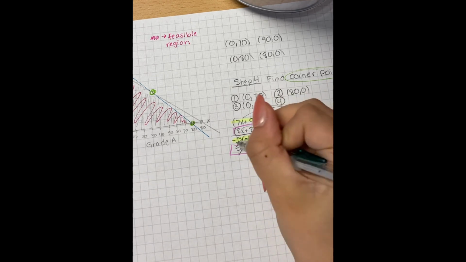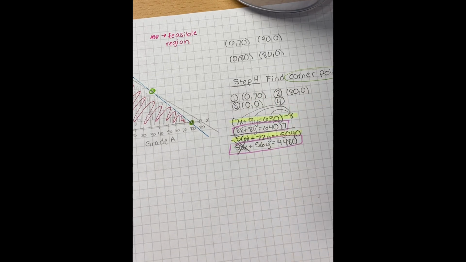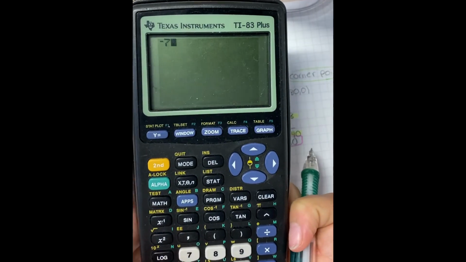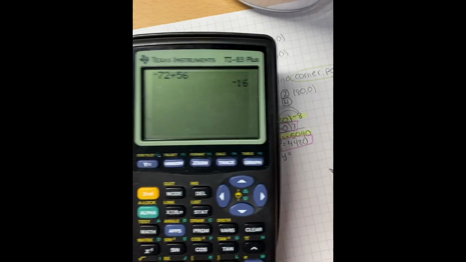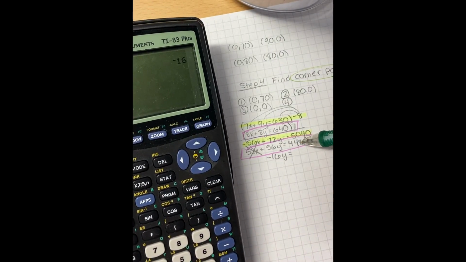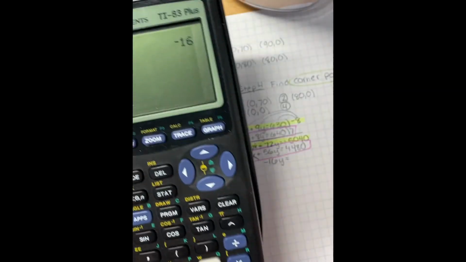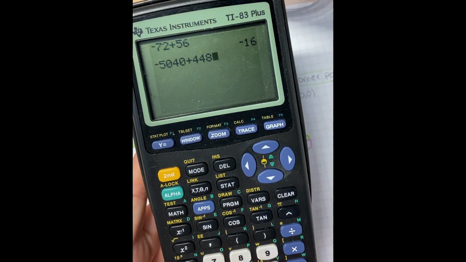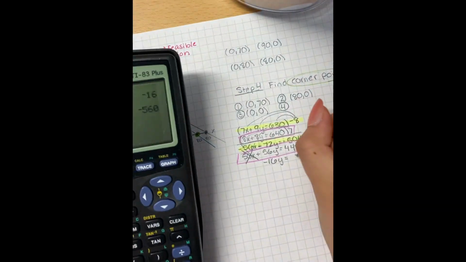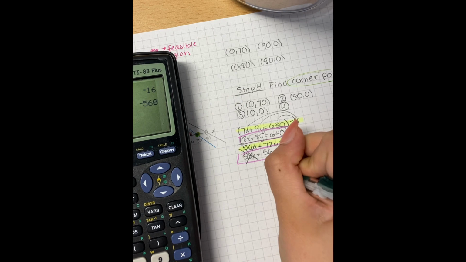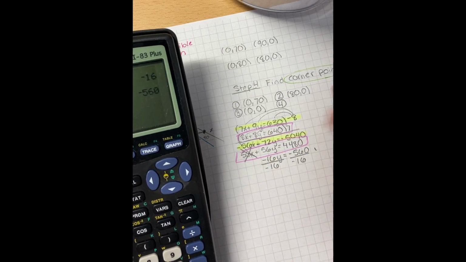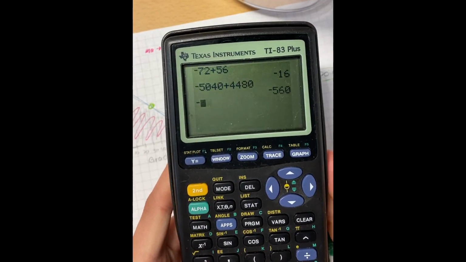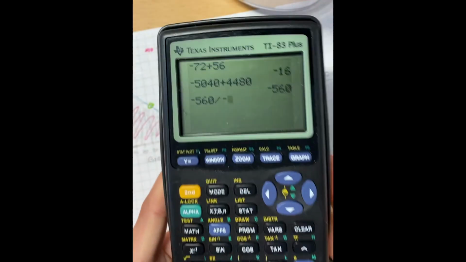Now I can add these two together. Negative 56x plus 56x cancels out, and then I have negative 72y plus 56y, which equals negative 16y. And then I take the negative 5,040 plus the 4,480, and I get negative 560. To get y by itself, I divide both sides by negative 16, and as you can see, that gets me the answer of y equals 35.